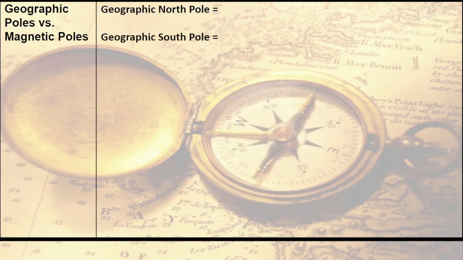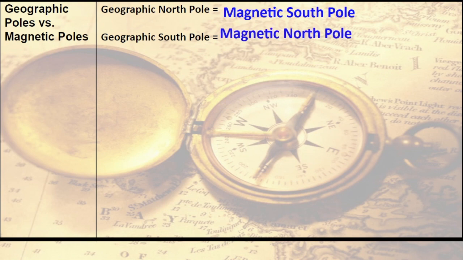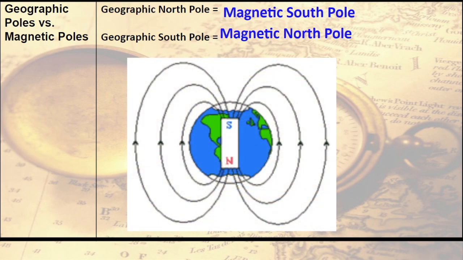That means that the geographic North Pole is actually the magnetic South Pole, and the geographic South Pole is actually the magnetic North Pole. If we take a look at our diagram once again, we can see that here. The North magnetic pole is pointed over here, which is on the South geographic pole. And then vice versa, the North geographic pole is pointed on the South magnetic pole.